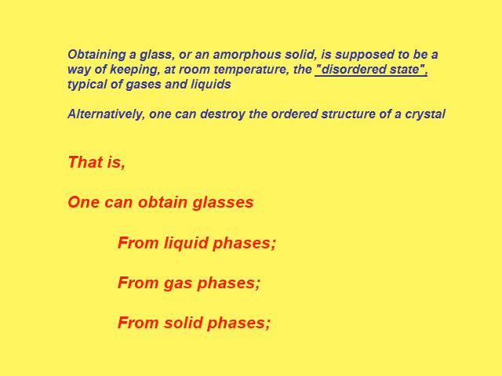Therefore, obtaining a glass or an amorphous solid is supposed to be a way of keeping at room temperature the disordered state typical of gases and liquids. Alternatively, one can destroy the ordered structure of a crystal, as we have already shown in the case of lead germanate. We can therefore obtain glasses from liquids, gases, and solids.